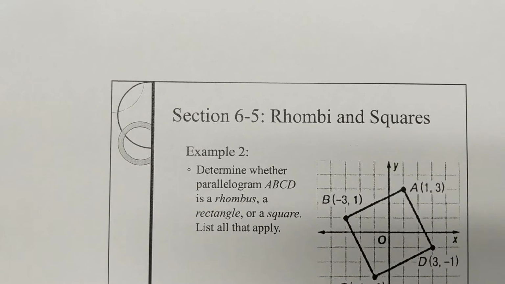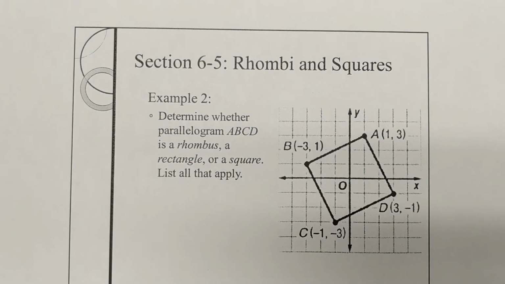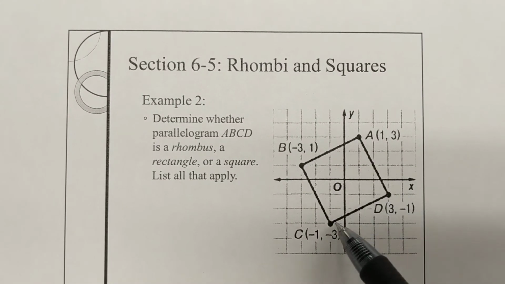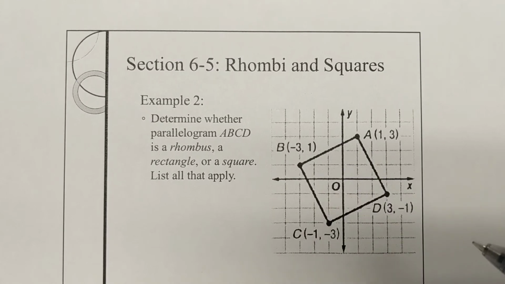Okay, example 2 here. Determine whether parallelogram ABCD is a rhombus, a rectangle, or a square. List all that apply. The easiest one to check first is whether it's a square, because if it's a square, it's both a rectangle and a rhombus, and then you know those two automatically. To check if it's a square, we need to make sure that all four sides are the same length and the corners are all 90-degree corners.